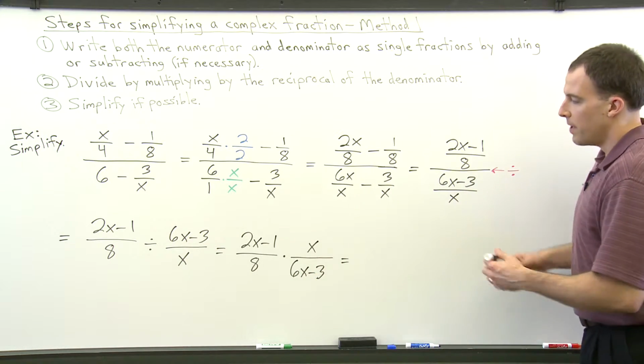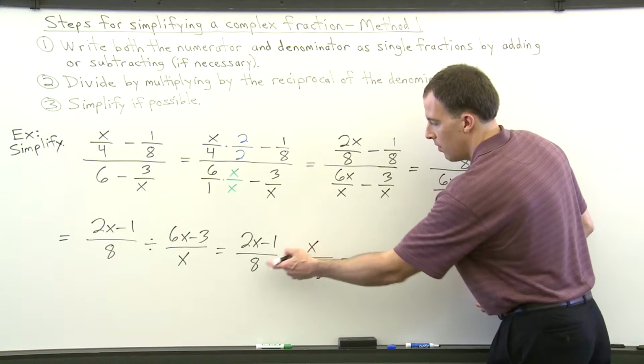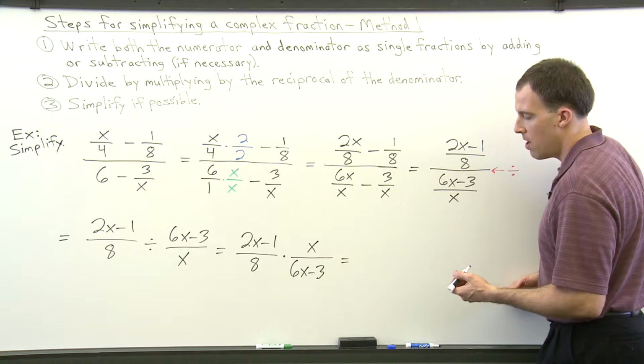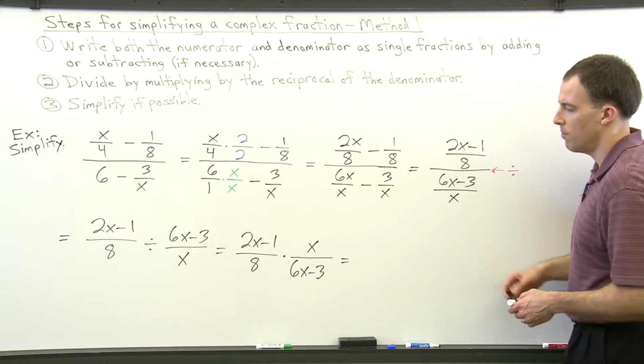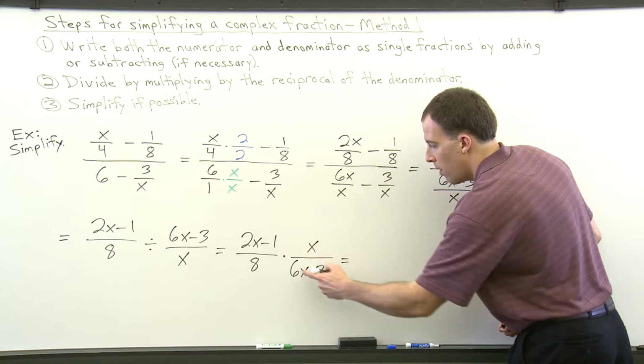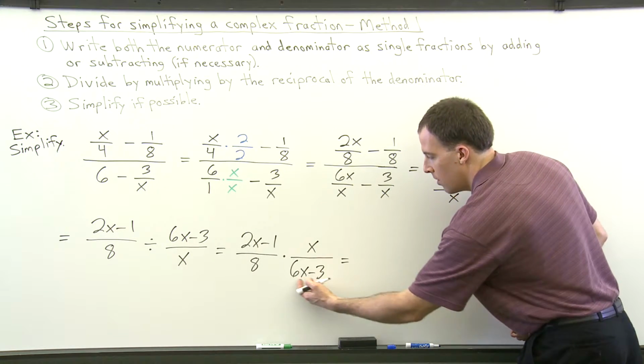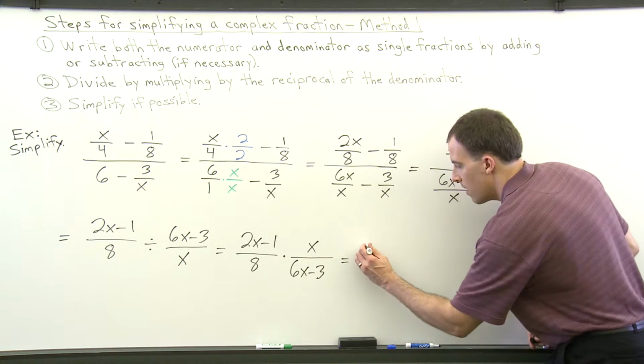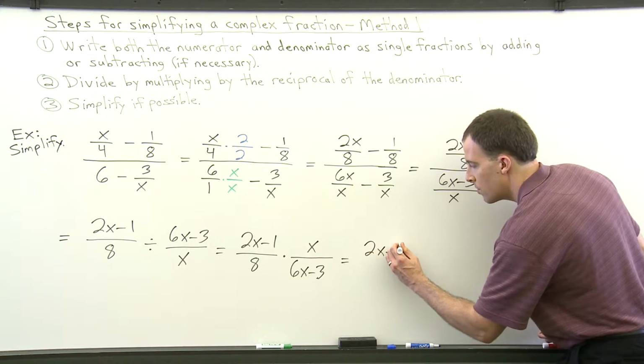So to carry out the multiplication, we have to make sure that all numerators and all denominators are factored, and then see if any common factors can be simplified. The only part of this that I see that can be factored is the second denominator, 6x minus 3. We could factor out a 3 from both of those terms.